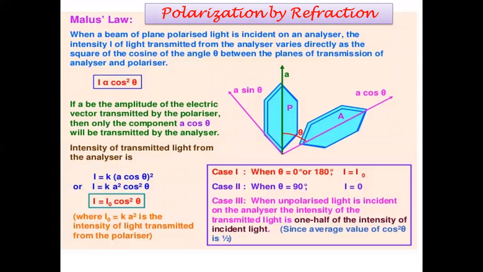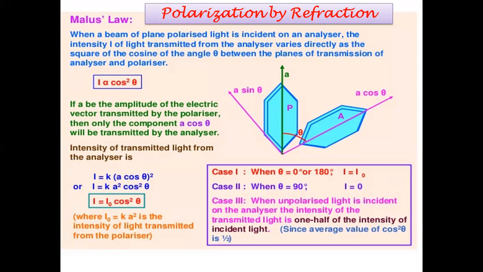Now we discuss Malus's law. It states that when a beam of plane polarized light is incident on an analyzer, the intensity I of light transmitted from the analyzer varies directly as the square of the cosine of the angle theta between the plane of transmission of the analyzer and the polarizer.